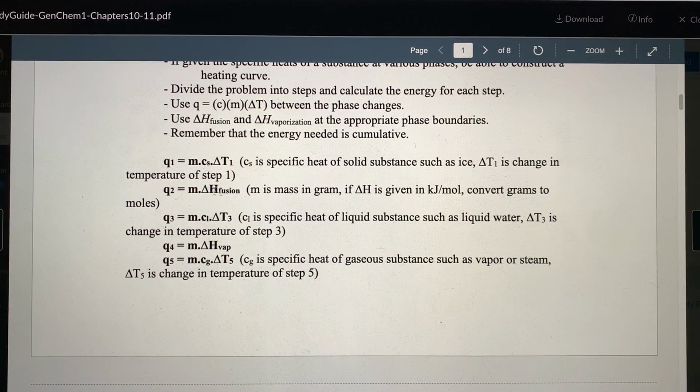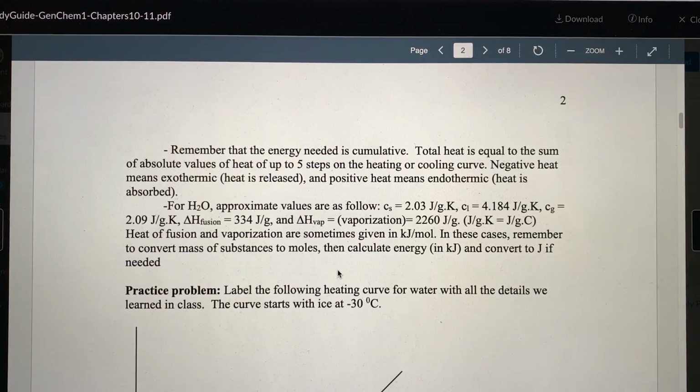So after the melting, after the fusion, you see it becomes Cl, because that's liquid. It becomes liquid, so we have to use a different C value. Okay. So this C will be given. Okay. Delta T we can calculate. Mass will be given. And then next, heat of vaporization, and then you have heat of heating up, which is at that point water's already turned into vapor, which is a gas. Okay, so there are values for those right here.